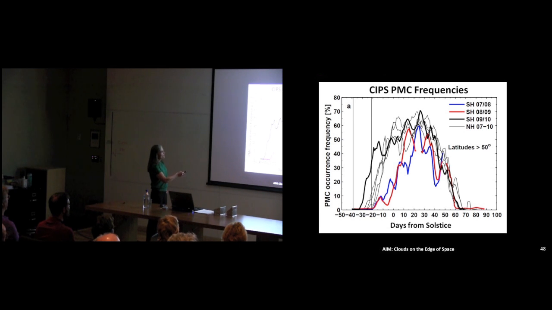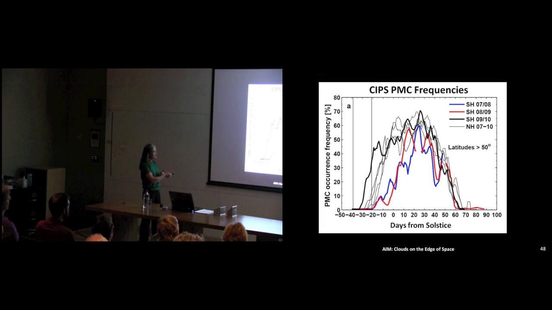Okay, what this shows is PMC frequencies from the SIPS instrument for different seasons. The colored seasons are the Southern Hemisphere 07, 08, and 08, 09. They're these two seasons. The heavy black one is Southern Hemisphere 09, 10. The Northern Hemisphere ones are all in these thin lines here. It's been thought, because of the differences in temperatures, that the Northern Hemisphere always has more PMCs than the Southern Hemisphere. Okay, well, that clearly was not the case in some of this.